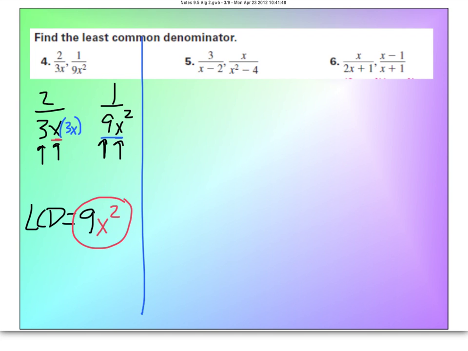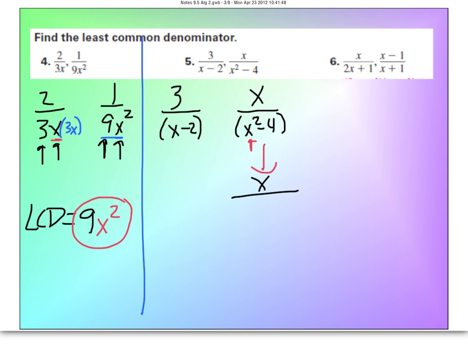Now for number 5, the least common denominator, this binomial is a group, and this one's a group too. The easiest way to find what they look like is to do this. When you have something like an x squared that can be factored, factor this guy and see what it looks like. If I factor this, x squared minus 4 can be factored into x minus 2 and x plus 2.